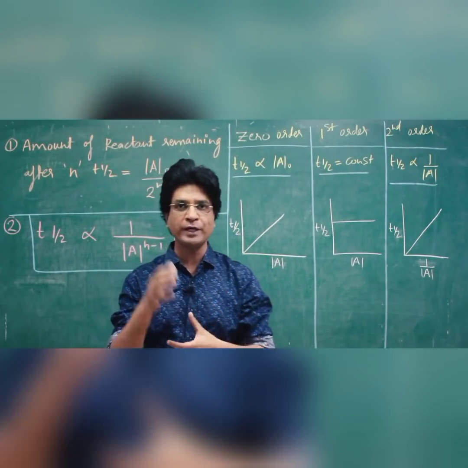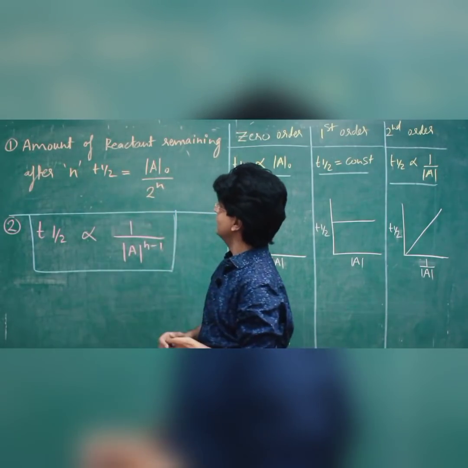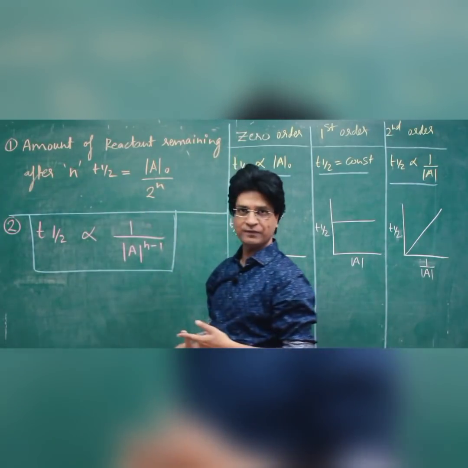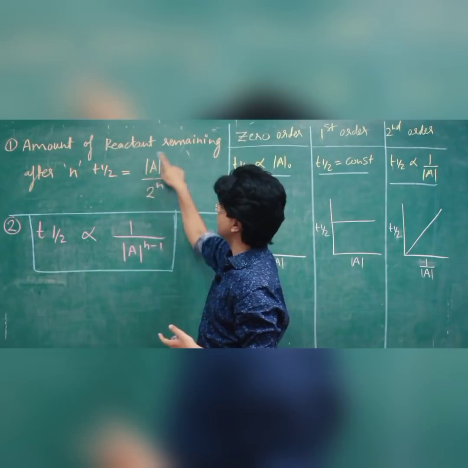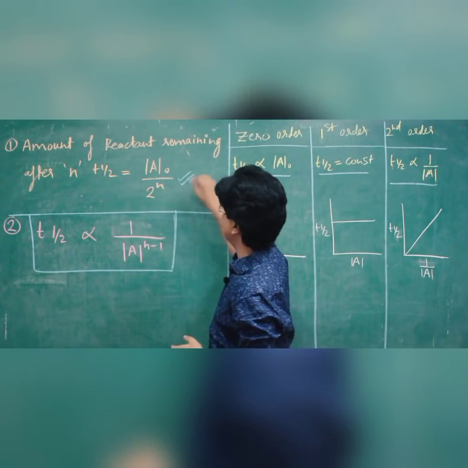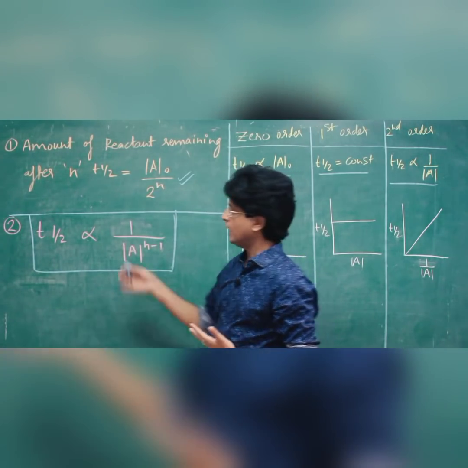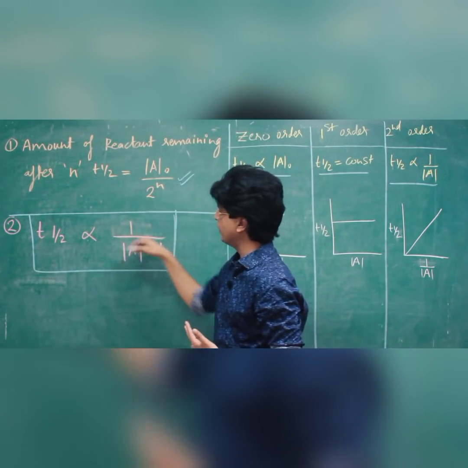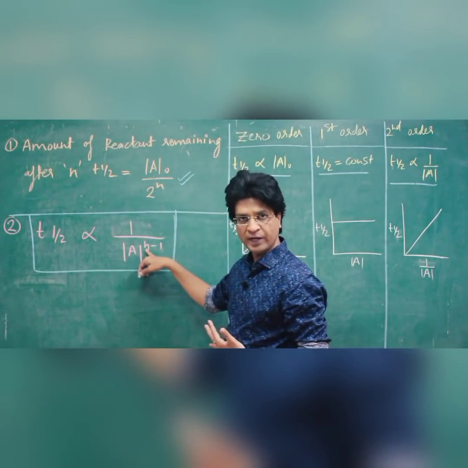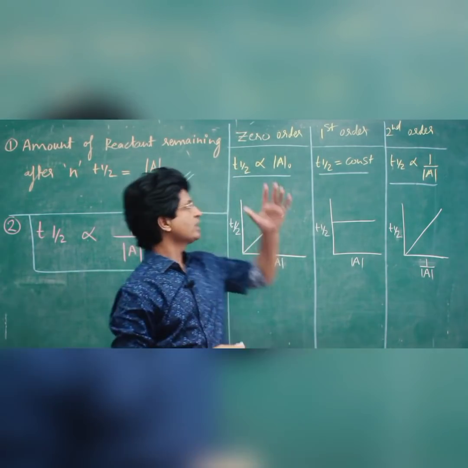I just want to share a very important piece of information regarding half-life. The amount of reactant remaining after n half-lives will be A naught, the initial amount, upon 2 to the power of n. This is very crucial information. Then in general, for any order, the half-life is proportional to 1 upon A naught, the initial amount, to the power of n minus 1, where n is the order of reaction. This is very, very important, and the significance of this equation will be seen here.